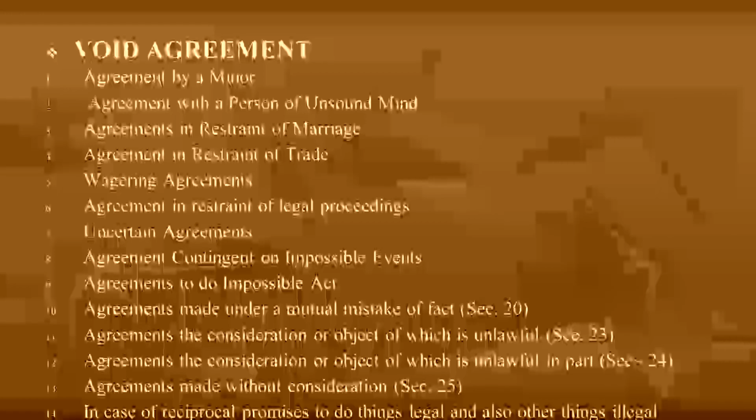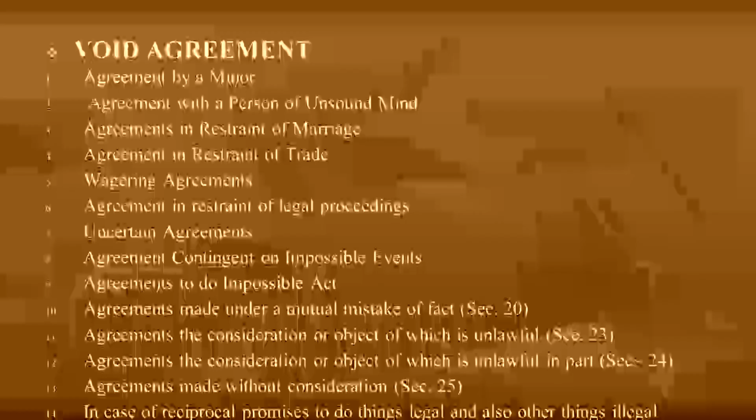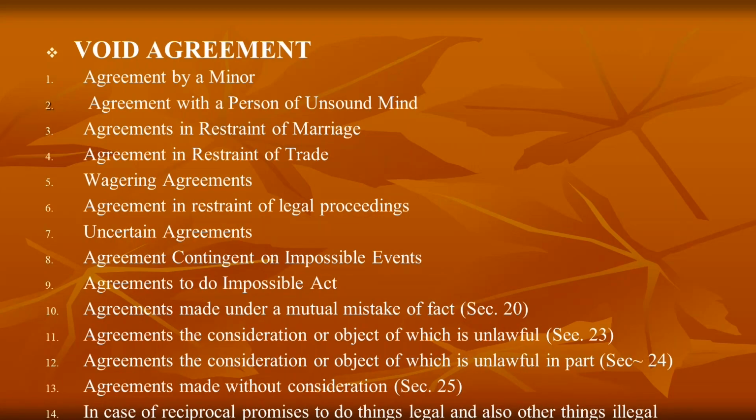14. In case of reciprocal promises to do things legal and also other things illegal, the second set of reciprocal promises is a void agreement. Section 57. If an agreement involves two sets of promises, one which is legal and the other which is illegal, the entire contract is tainted by illegality unless and until the illegal portion of the contract is separable or removable.